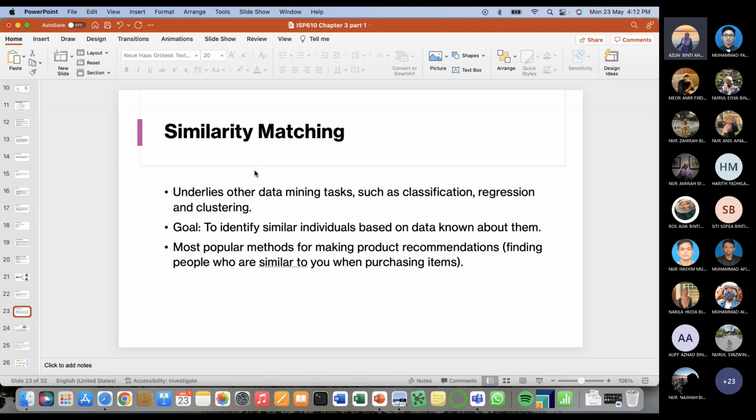Sebab macam kita nak tengok kan, kalau kata orang ni that have the similar characteristics ataupun similar profiles with the new customer ni, dia akan macam okay, kalau orang ni suka ini, meaning that the new customer most probably akan suka juga those products. Okay, because they have the similar characteristics.